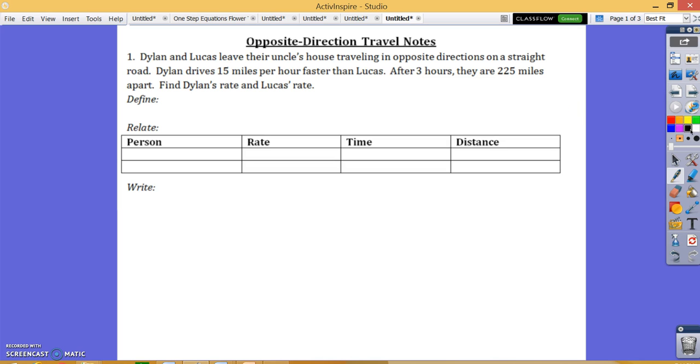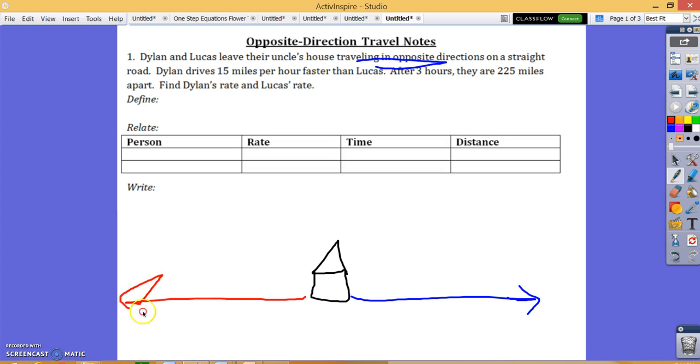Okay, the first thing I'm going to do is draw a picture, and you can draw this somewhere on your paper if you'd like, but make sure you still leave room to do the equation and all of that. So here is their uncle's house, and then it says Dylan drives 15 miles per hour faster than Lucas, so he's going zooming in this direction, okay? And Lucas is traveling in the opposite direction. So he also leaves the uncle's house, but he's going this direction. After 3 hours, they are a total of 225 miles apart. So from here to here is 225 miles.